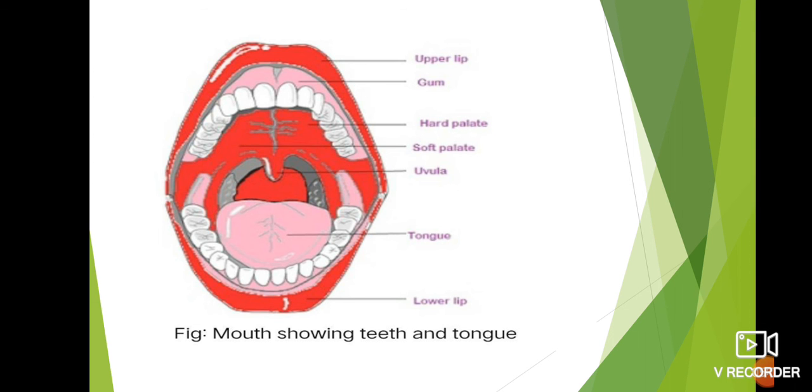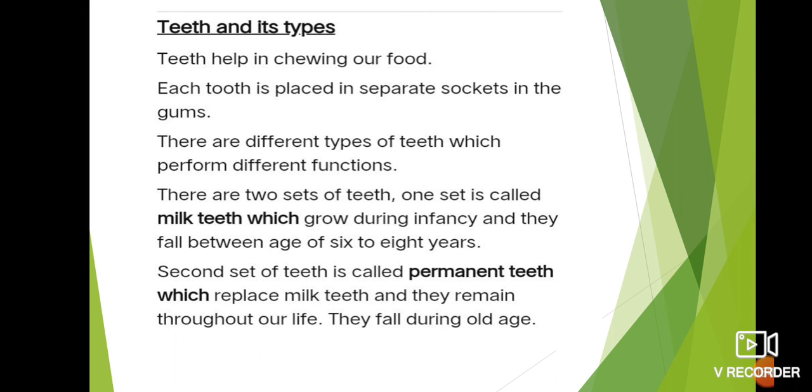Look at this picture, mouth showing teeth and tongue. That is upper lip, gum, hard palate, soft palate, uvula, tongue and the lower lip. Teeth and their types. Teeth help in chewing our food, as you know. Each tooth is placed in a separate socket in the gums. There are different types of teeth which perform different functions.